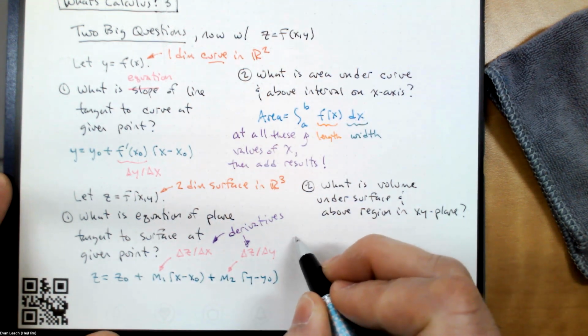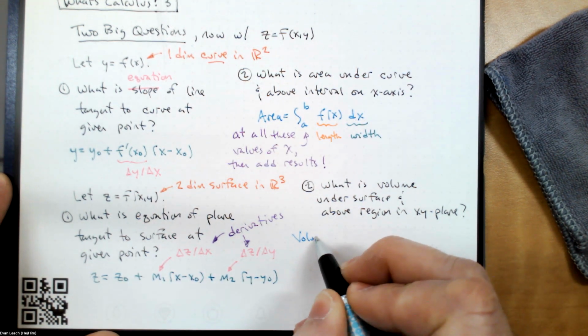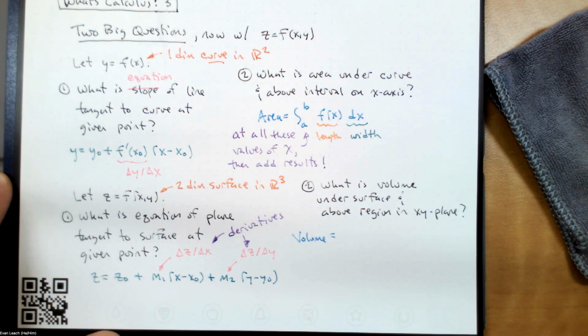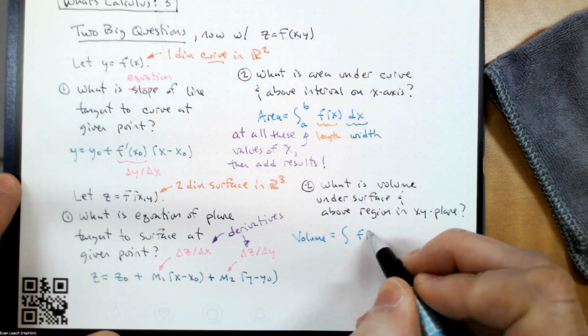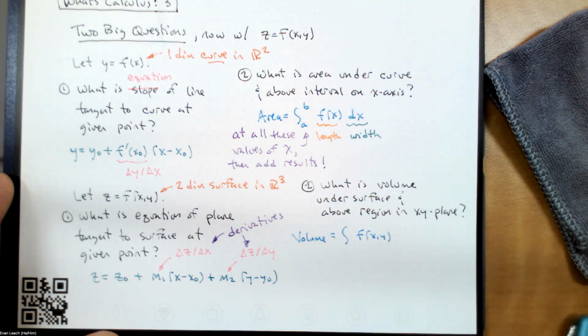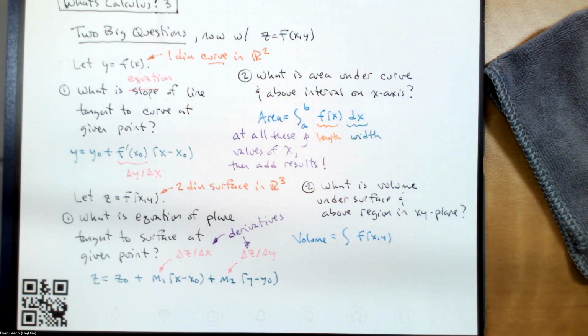So our volume will be some kind of integral of f at x and y. That is still going to be a height, but we're going to need an area to make a volume. Height is 1. I need a length and a width. I need 2 more to make a volume.